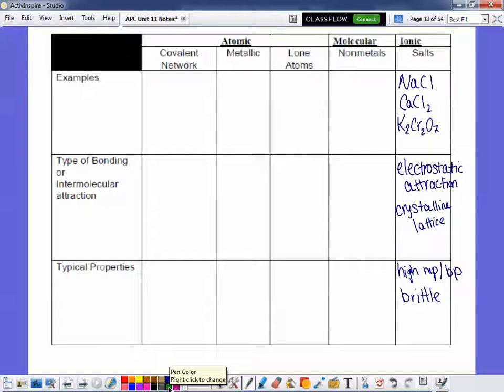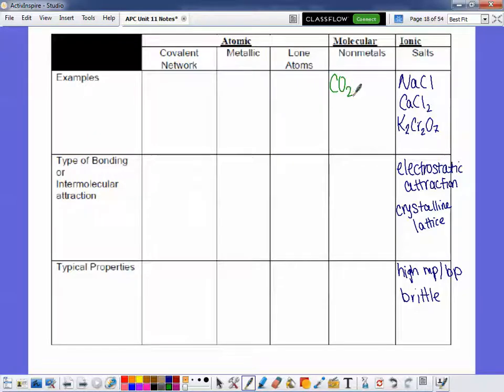Molecular solids. So these are going to be our covalent compounds. What would be an example of a solid that's a covalent compound? It might not have to be solid at room temperature. It just can maybe become a solid. CO2, yay!